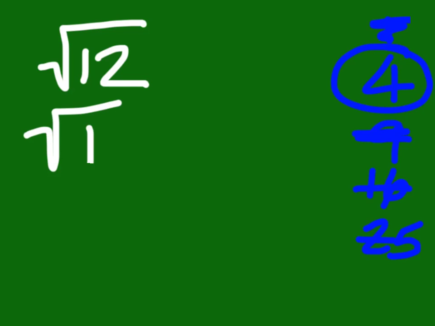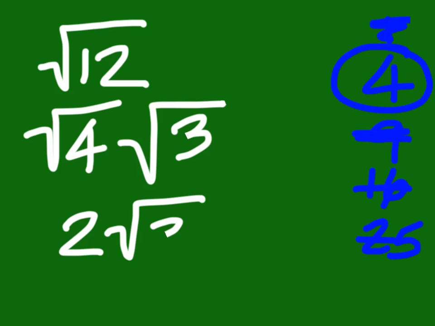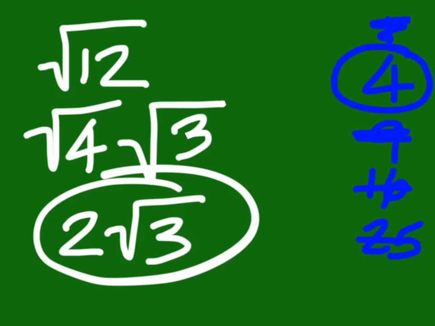So the square root of 4 times the square root of what is square root of 12? 3. The square root of 4 is 2. So this is your final answer: 2 square root of 3. Again, we chose 4 because it's a perfect square and goes into 12. Also, it's the highest perfect square that will divide into 12. You always want to use the highest one.